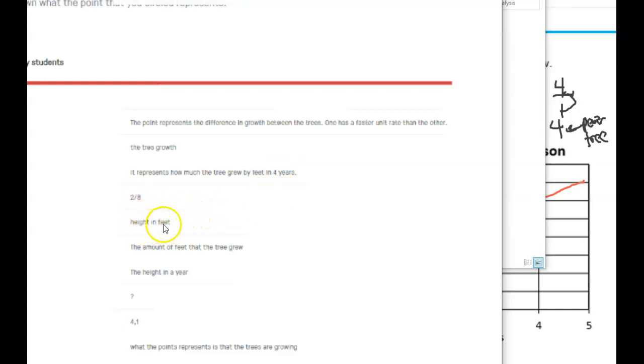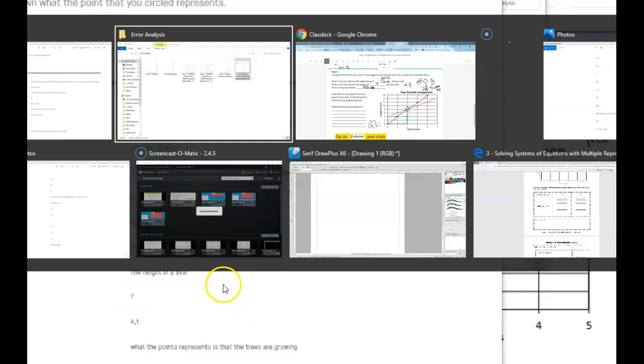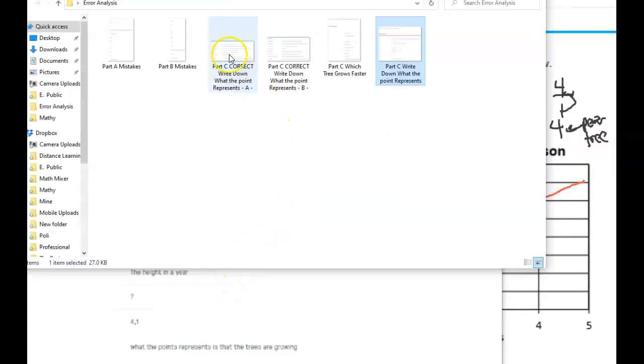This person put that it represents the height in feet. That's true, but that's not really what we're looking for in a situation here. Actually, you're right, they're using feet to measure. And so you can see some of the mistakes that students made there. Let's take a look at some of the correct answers that students had here.